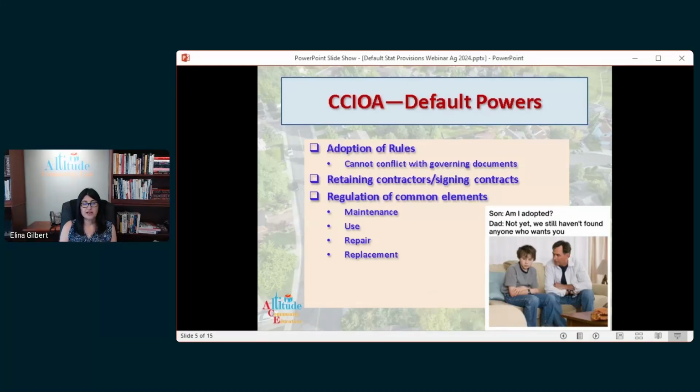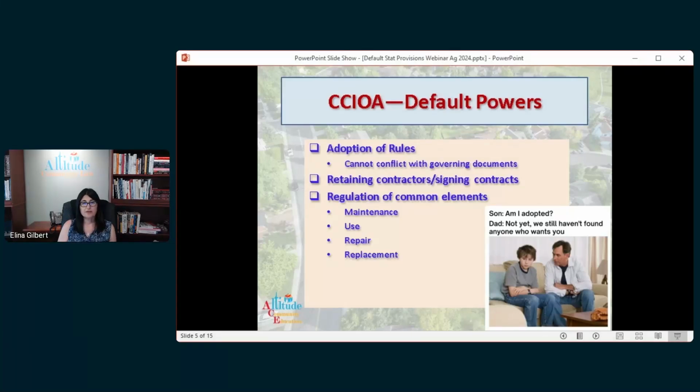Retaining contractors, signing contracts. Again, another authority that the board has. I bet you have all gone through a situation where you had an owner who was not happy with a contractor and decided to take the approach of, you as the board cannot sign a contract without homeowner approval. You should have gone through the homeowners to do this. I'm sure some of you have seen this, have been through it. Well, the answer is no. Unless the documents require us to go through the homeowners, which they really usually do not, under CCIOA, we have the right to retain contractors and to sign contracts on behalf of the association.